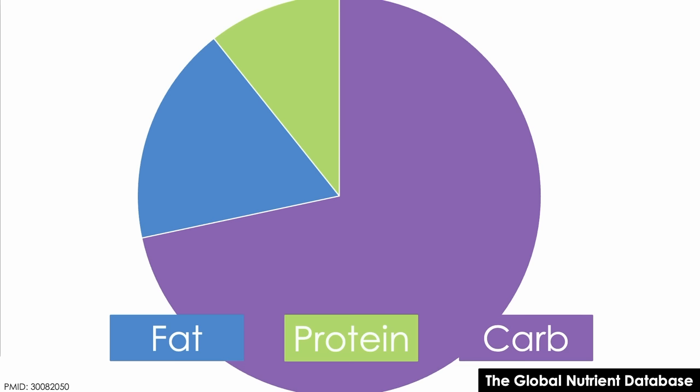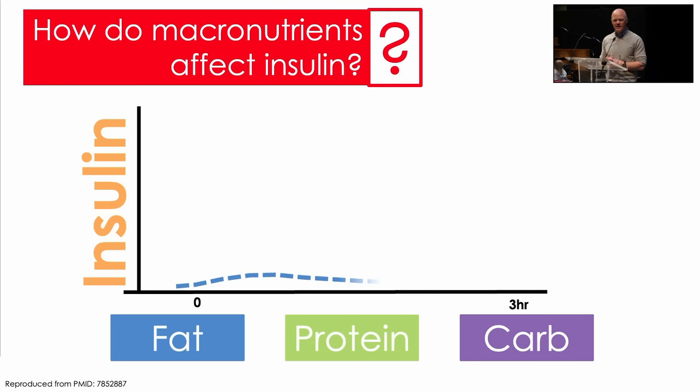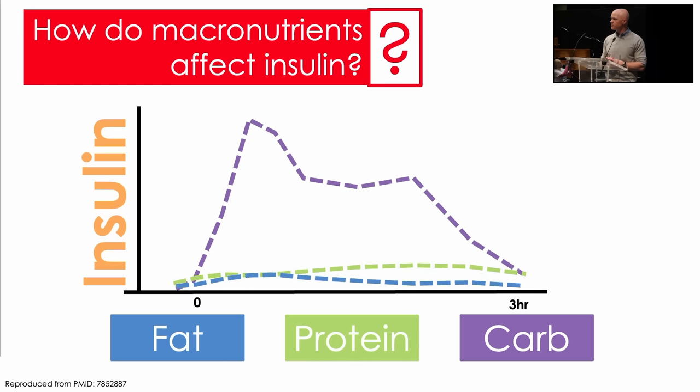These are the macronutrients. Now let's see how these affect insulin. Click three times, Nick, if you would. This is what happens when a person eats pure fat. This is what happens when they eat pure protein. And this is what happens when they eat pure carbohydrate, in the form of glucose.